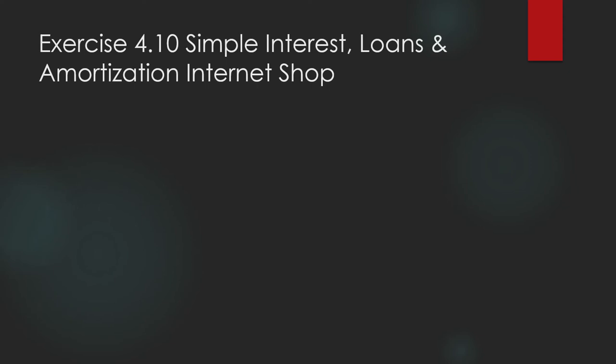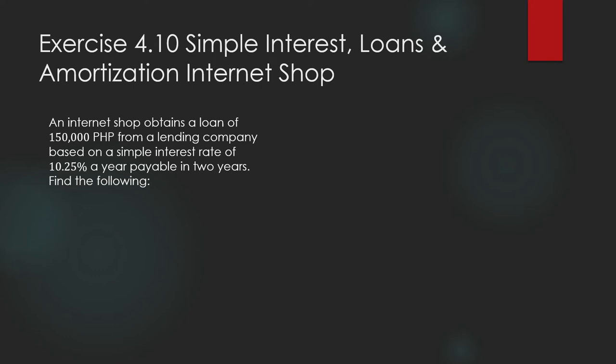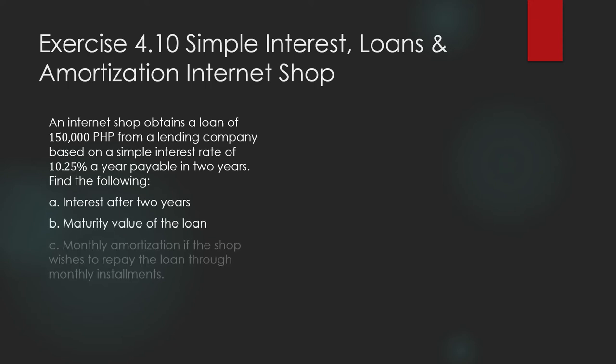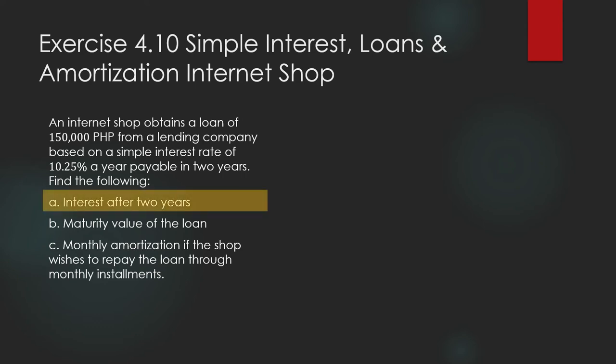Exercise 4.10, Simple Interest, Loans, and Amortization of an Internet Shop. An internet shop obtains a loan of 150,000 pesos from a lending company based on a simple interest rate of 10.25% a year, payable in 2 years. Find the following: interest after 2 years, the maturity value of the loan, and the monthly amortization if the shop wishes to repay the loan through monthly installments. Let us solve letter A.